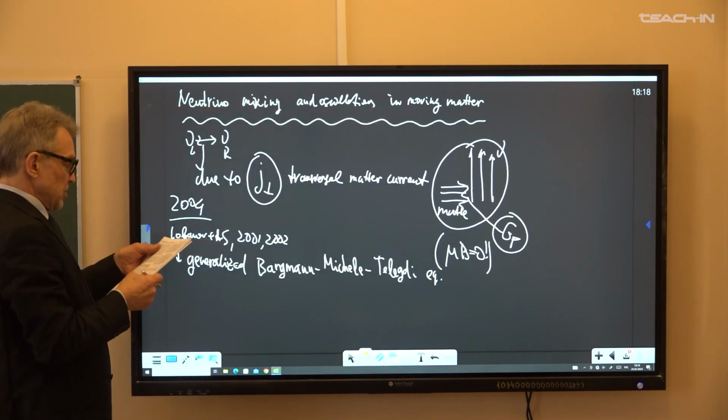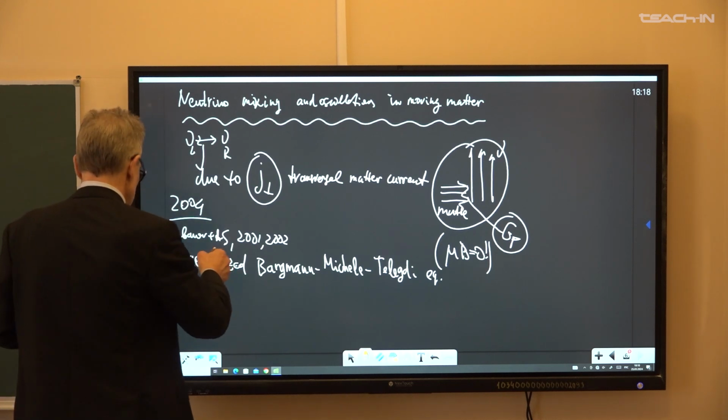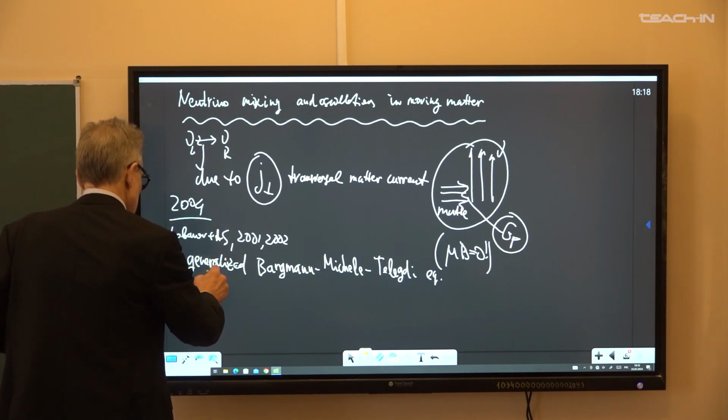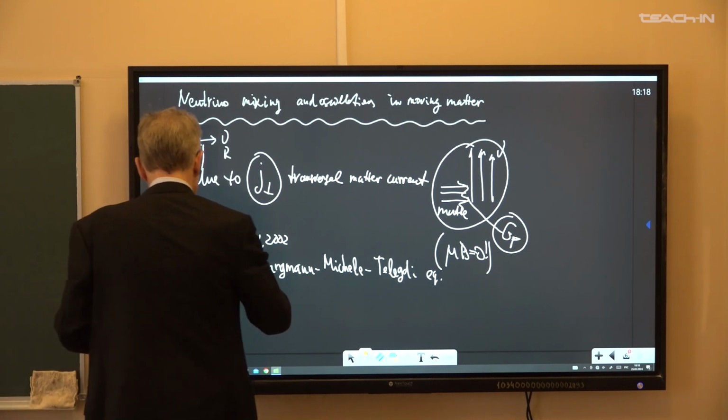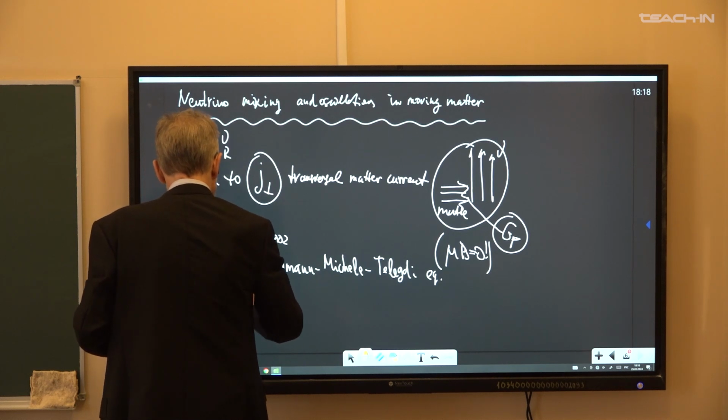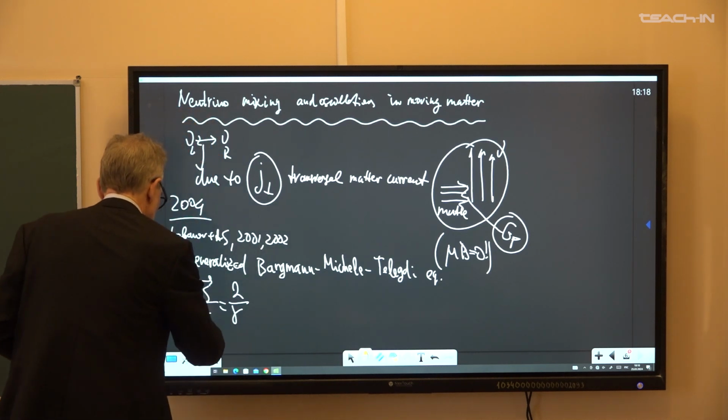For the three-dimensional neutrino spin vector. So dS, the three-dimensional neutrino spin vector, dt, evolution, 2 divided by gamma. Gamma is the energy of the neutrino divided by its mass.